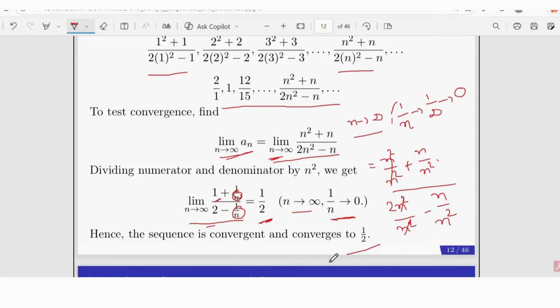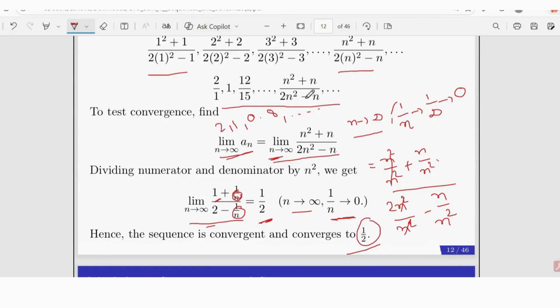Now what is the meaning of converges to 1 by 2? Observe the pattern. The first value is 2, the second is 1, the third is 12 upon 15, which is approximately 0.8. So the first number is 2, the second number is 1, then we get 0.8, and so on. As we move towards infinity, this pattern approaches which number? This pattern approaches the number 1 by 2.